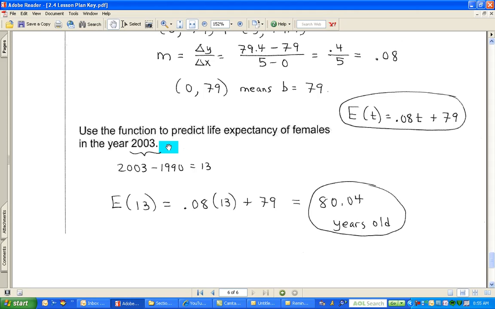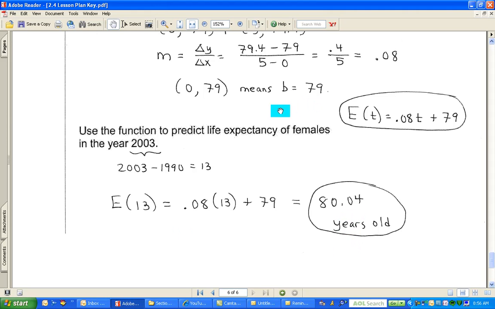Well, remember, T is the number of years from 1990. So if I take 2003 minus 1990, I get 13. In other words, 2003 is 13 years away from 1990. When I put 13 into my function, that is 0.08 times 13 plus 79. I get the answer 80.04. And if I were to interpret that in words, that would mean that 13 years from 1990, which is the year 2003, the life expectancy of females would be 80.04 years.